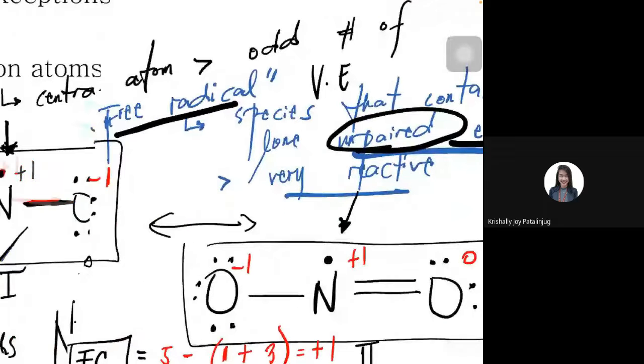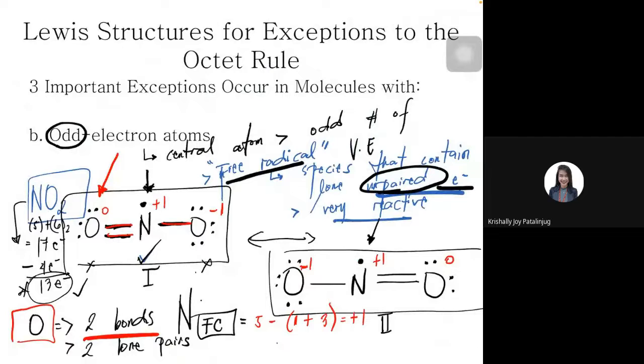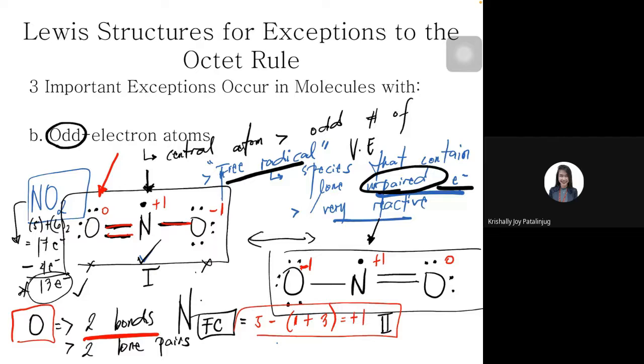So, kahit kunin nyo pa yung formal charge niya, even if you determine the formal charge in a step-by-step process, you will get negative 1 charge for oxygen having one bond and 6 lone electrons. Okay? Then, as you can see, parehas lang sila ng values of formal charges for structure 1 and for structure 2.